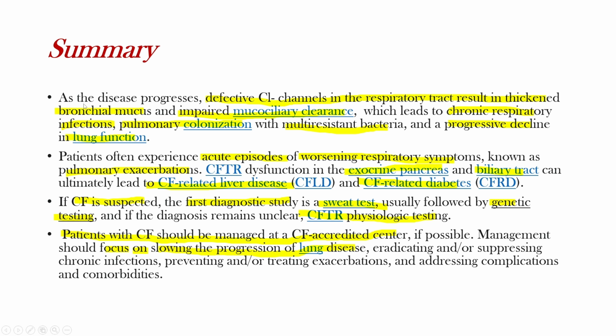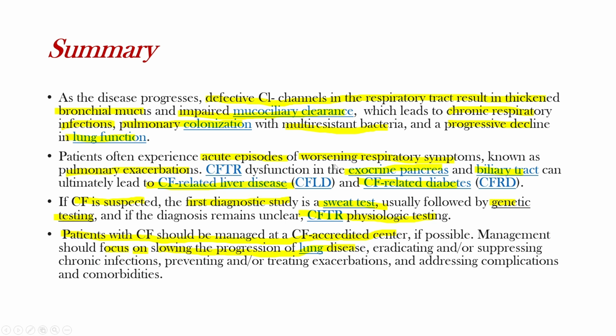So, as the disease progresses, defective Cl channels in the respiratory tract result in thickened bronchial mucus and impaired mucociliary clearance. So this will lead to chronic respiratory infections, pulmonary colonization, and bacterial infections. And we will have a decline in the lung function. Patients often experience acute episodes of worsening respiratory symptoms, which are called pulmonary exacerbations.